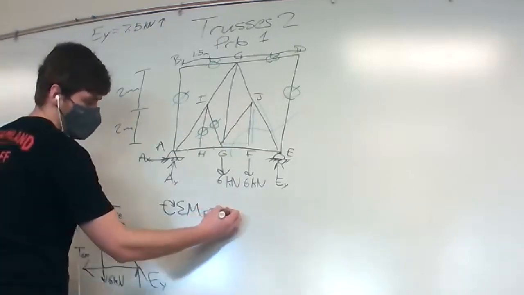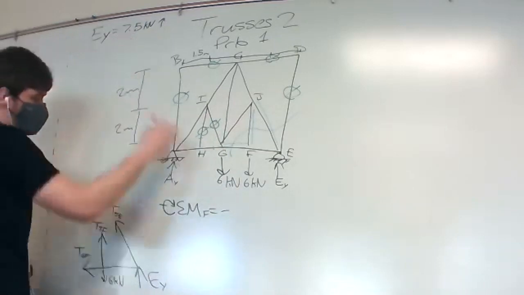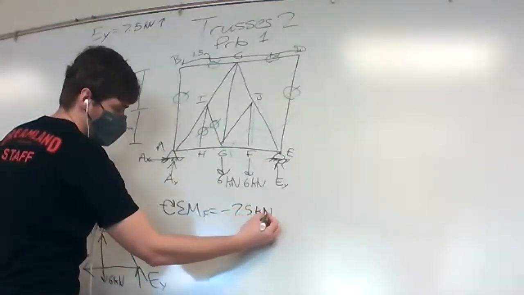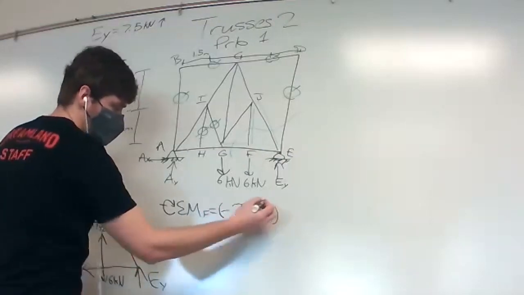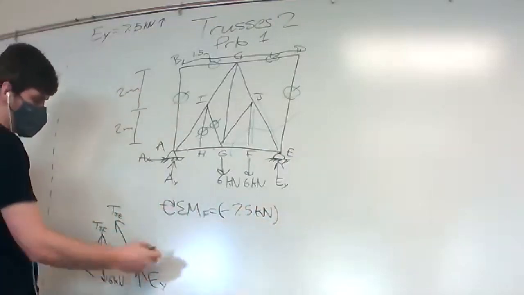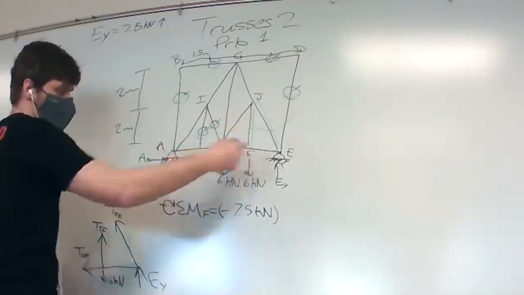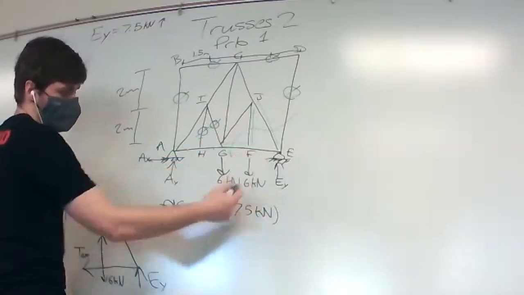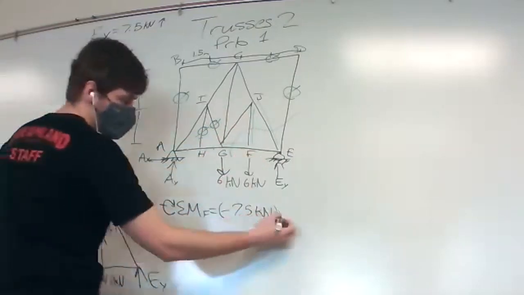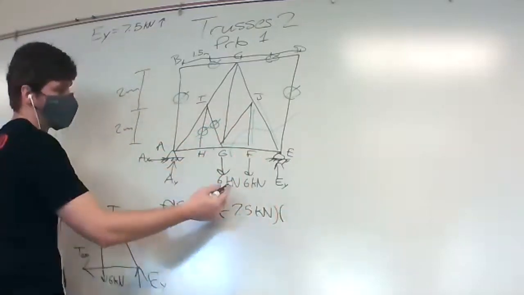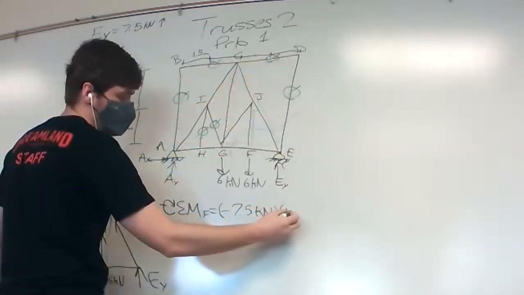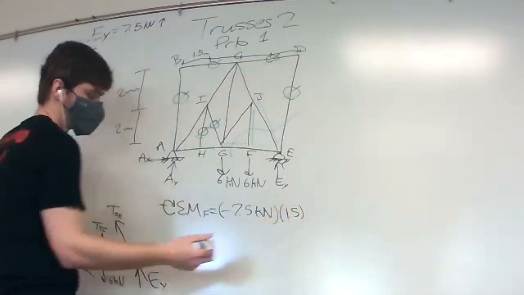So let's go ahead and say minus EY, which we know is 7.5 kilonewtons. We say minus because it's moving up and we've assumed a clockwise moment. So when it comes around to the right side, that direction is going to contradict our moment. So that's going to be 7.5 kilonewtons times 1.5.